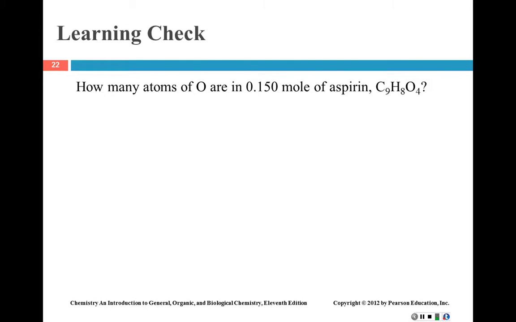So our first learning check to apply that, we're using aspirin, the C9H8O4, and it says how many atoms of oxygen are there in 0.150 moles of aspirin, whose formula is C9H8O4. All right. Put me on pause if you want and see if you can work this or not, and then come back and we'll work it together.